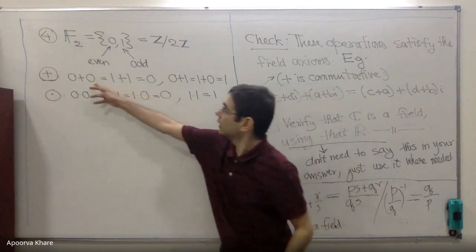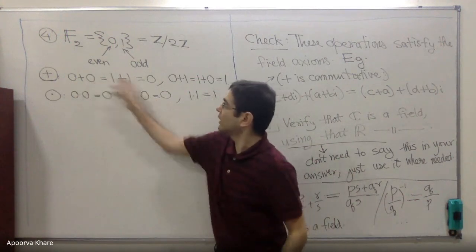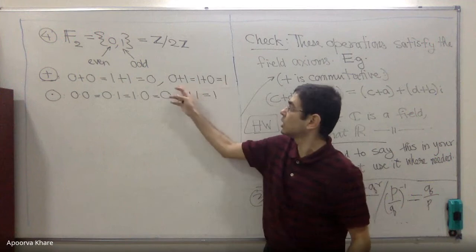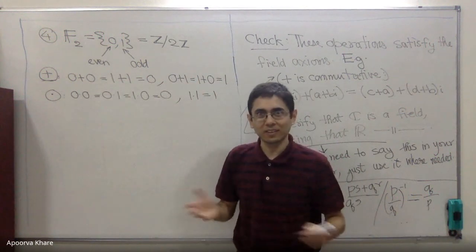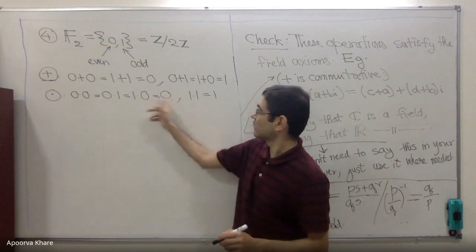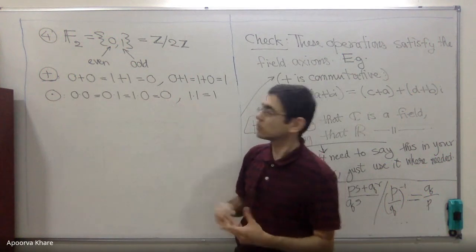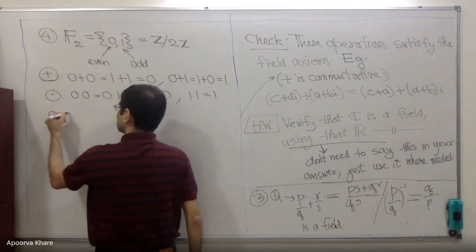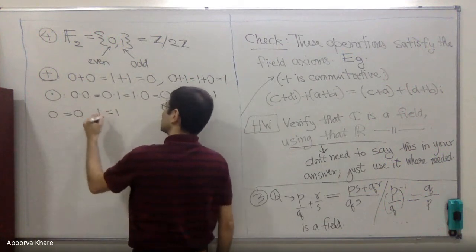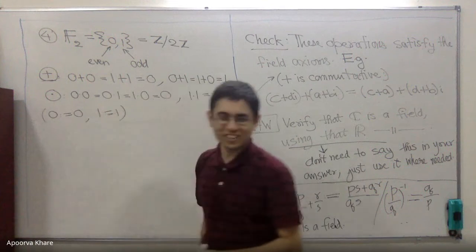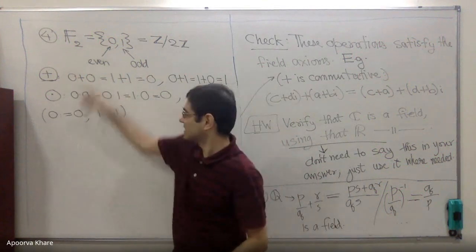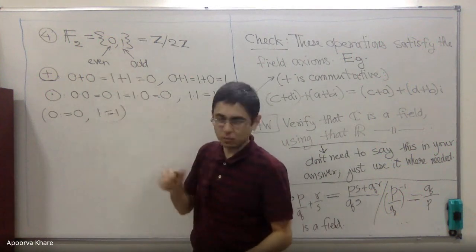And this should also already tell you that 0 added to anything gives you back that same number. 0 plus 1 is 1. 0 plus 0 is 0. So 0 is the additive identity. 1 times anything gives that same thing: 1 times 0 is 0, 1 times 1 is 1. So you know how to make sense of these statements. The additive identity is this 0. The multiplicative identity is this 1.